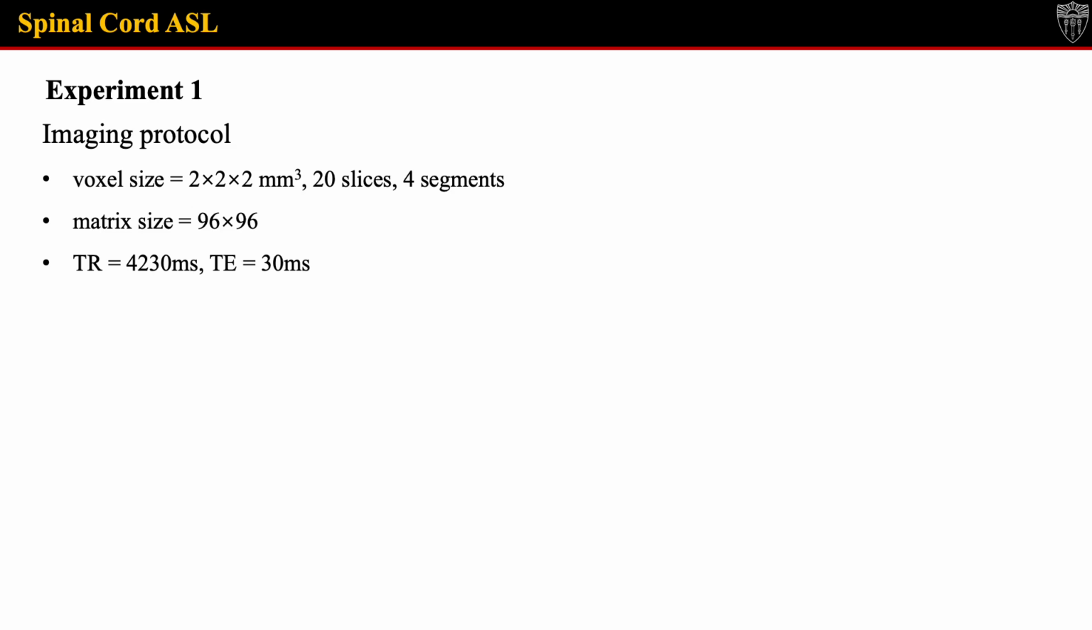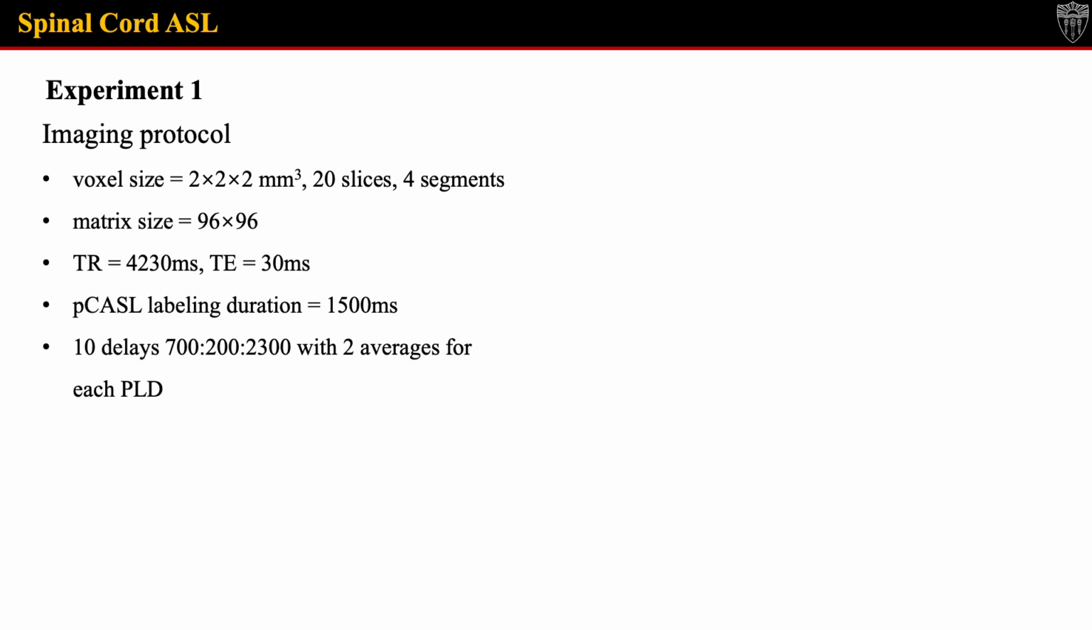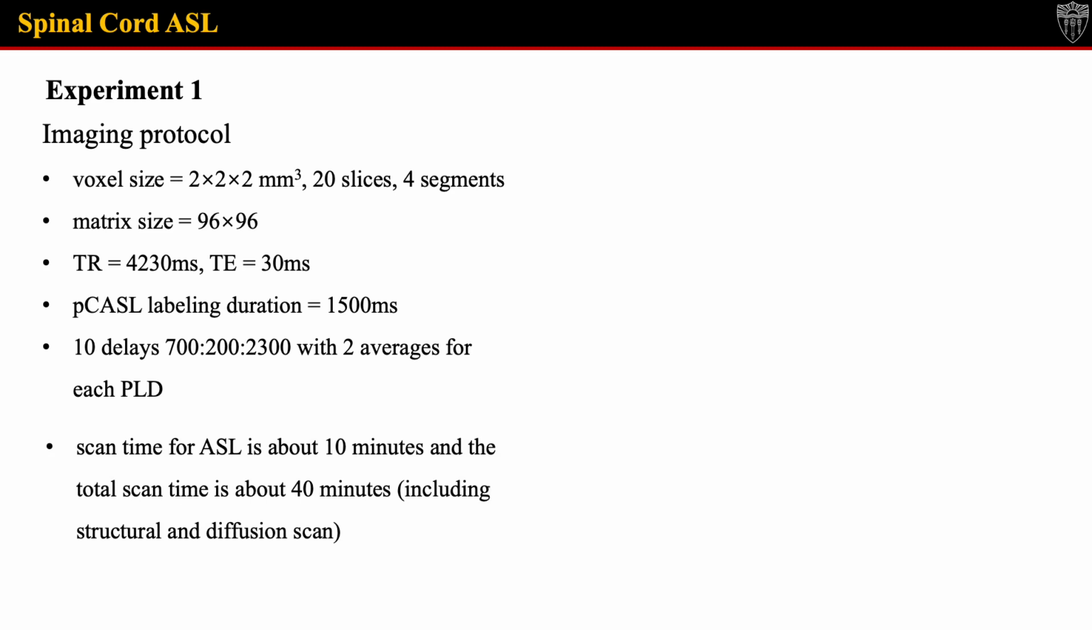So next I'm going to introduce our experiment. In our first experiment, we used a high-resolution protocol with resolution of 2 mm isotropic and 4-segment readout. The matrix size is 96 by 96. TR is about 4 seconds and TE is 30 milliseconds. The labeling duration is 1.5 seconds, and 10 delays ranging from 700 to 2300 milliseconds with an interval of 200 milliseconds were used with 2 averages for each PLD. The scan time for the ASL is about 10 minutes, and the total scan time is about 40 minutes including structural scan and the diffusion scan.